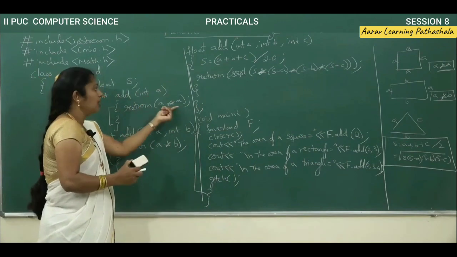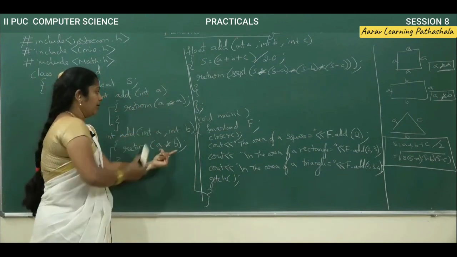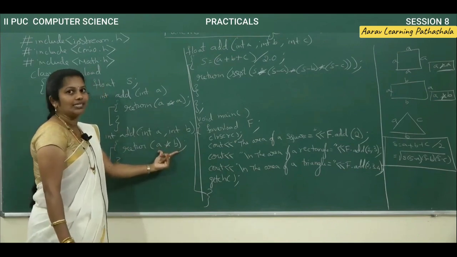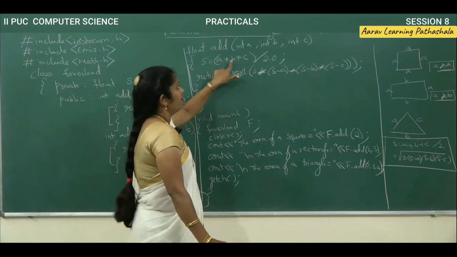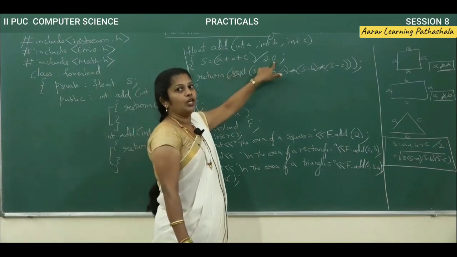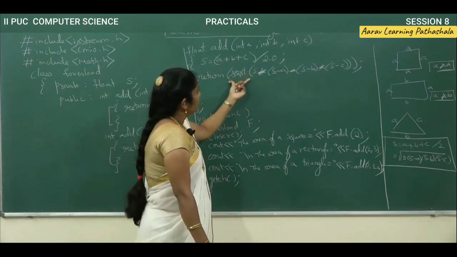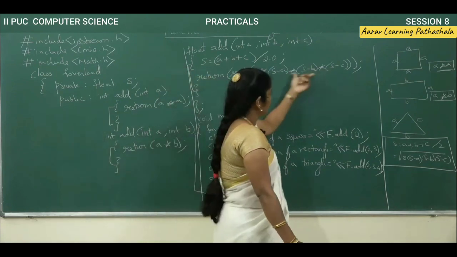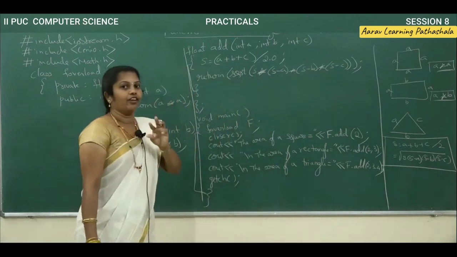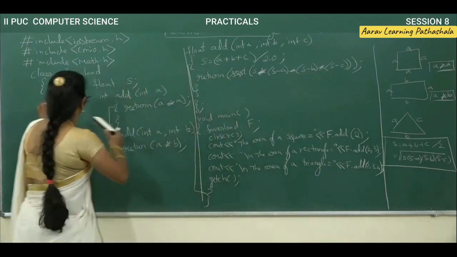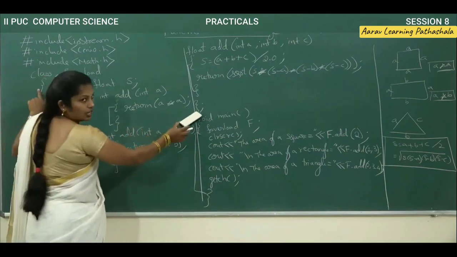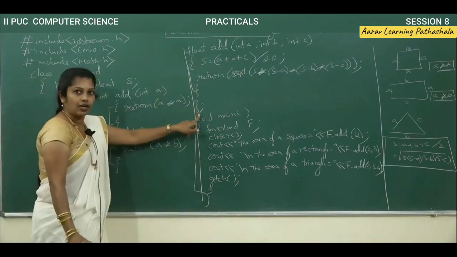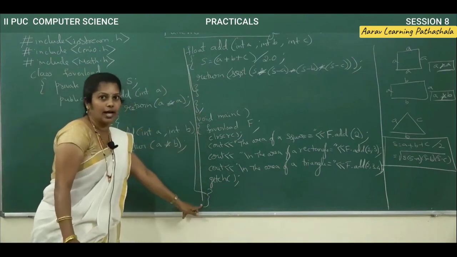Only 1 value we will input, that we will calculate a into a. Here 2 values we will take, a into b. Then we will calculate that return value as a into b. Whereas here a plus b plus c, whole thing divided by 2, then square root of s into s minus a into s minus b into s minus c. This is the value to find the area of a triangle. Then close the function. First function, second function, third function. Here we are closing the class. This is the main program.